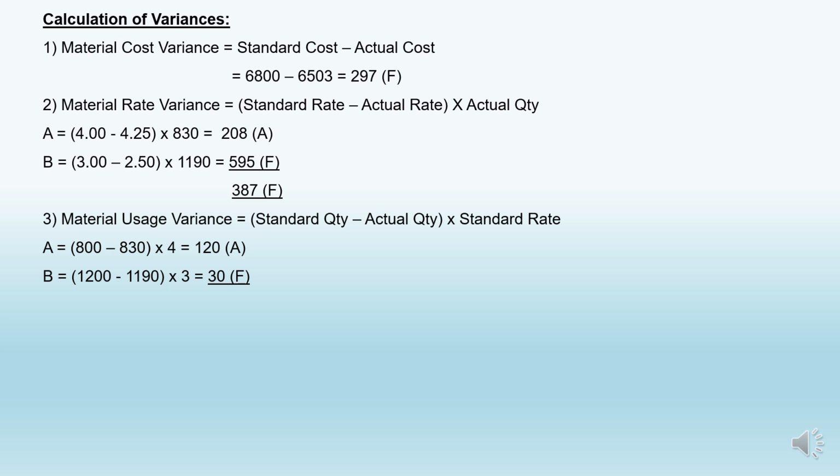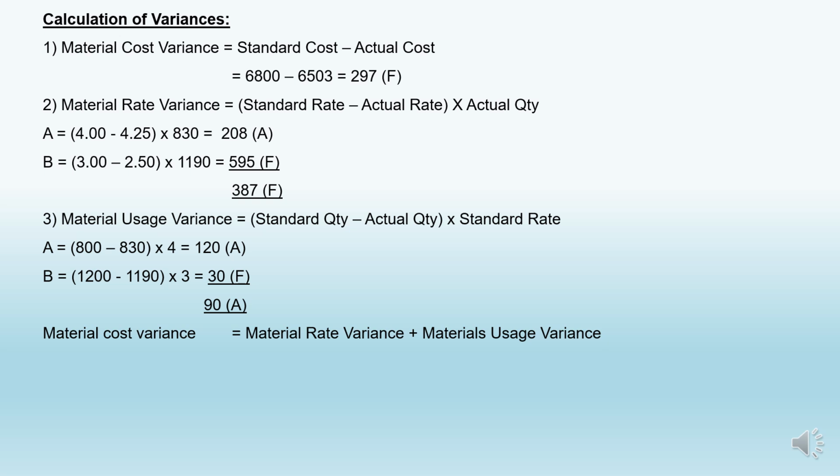So obviously my usage variance will be 90 adverse. After you calculate the three variances separately, we need to do the verification by applying the formula: material cost variance is equal to material rate plus material usage. You put in the figures, and left hand side must be equal to right hand side. So this is about your material variances.